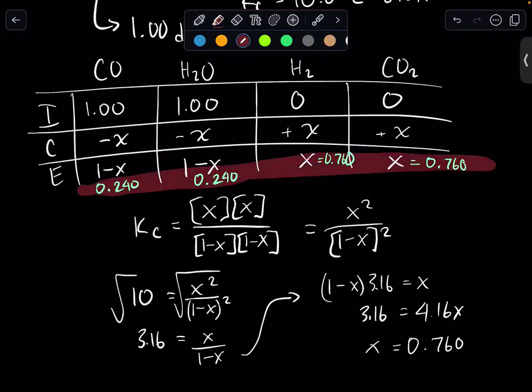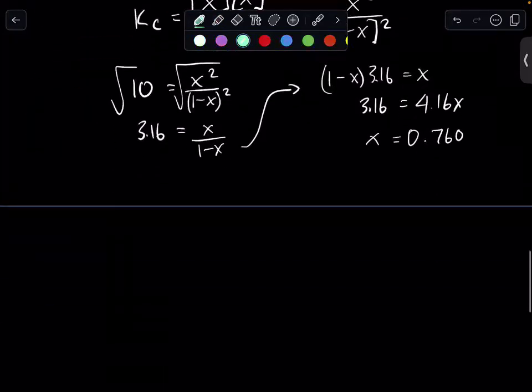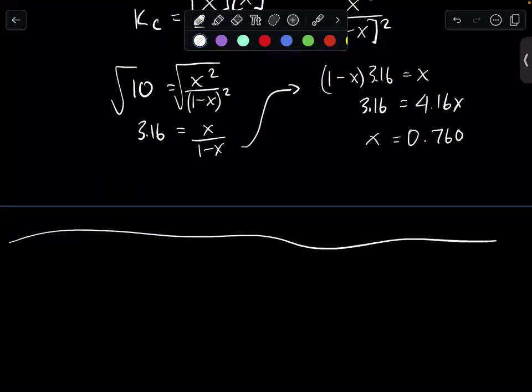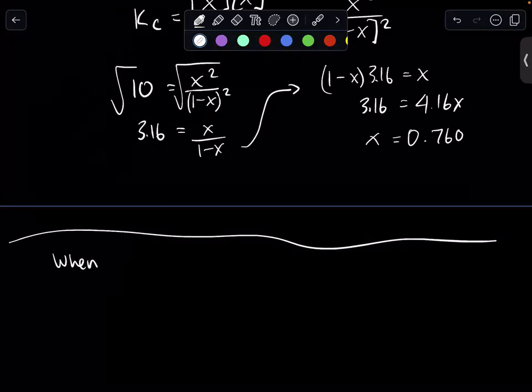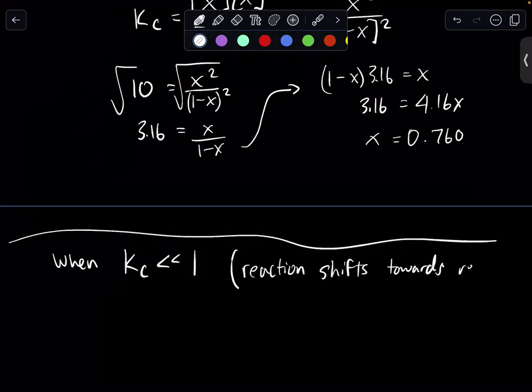That is another possible problem. The last type of problem we're going to go over is what if your Kc value is a little weird? So what if we have a Kc value that is far less than 1, a number so incredibly small. Now, when Kc is far less than 1, we know the reaction shifts towards reactants.